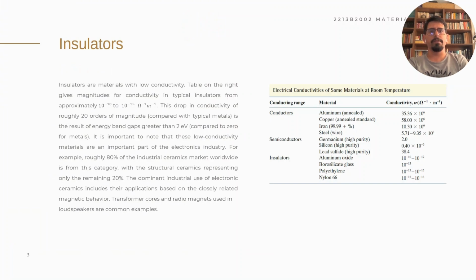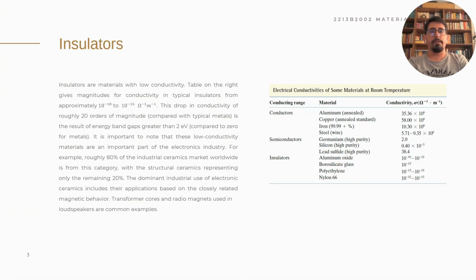This low conductivity comes from something called an energy band gap. Basically, a large gap that prevents electrons from jumping into the conduction band. For insulators, this gap is usually greater than 2 electron volts, while in metals it's basically zero.